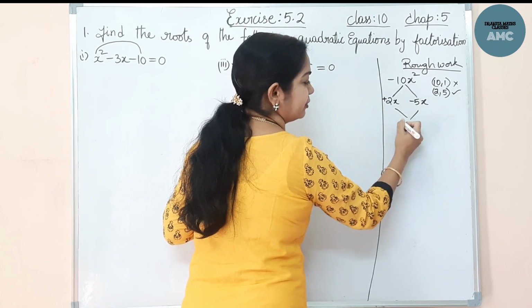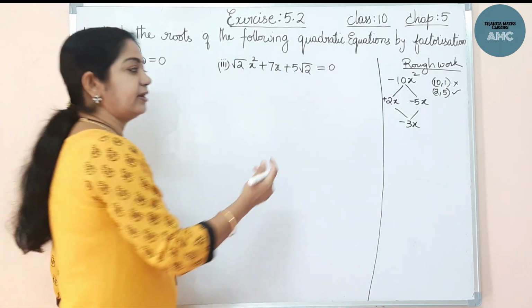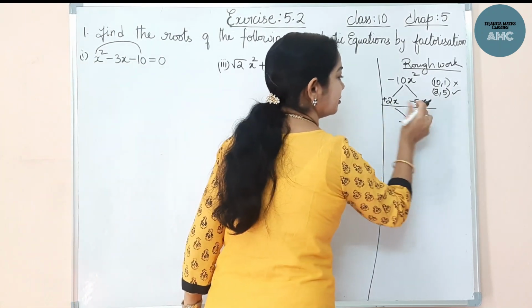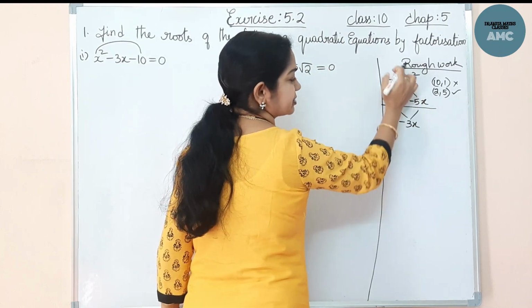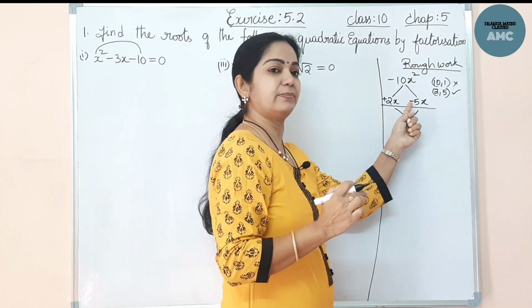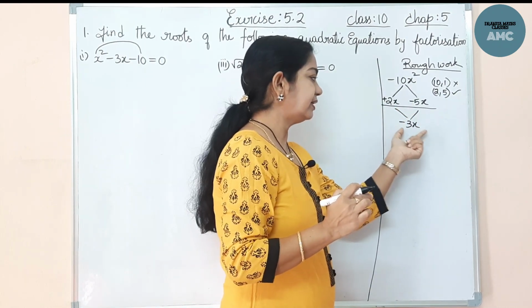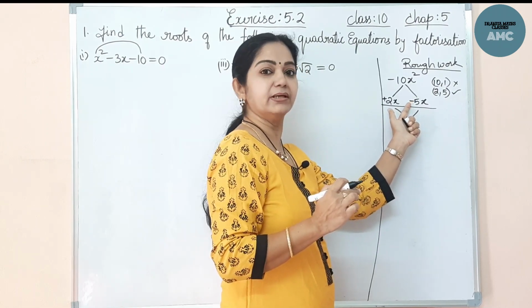If you add them, you get minus 3x. That is the middle term. And if you do the product, you get 10x square. Check it out: 5 2s are 10x square, minus 10x square. Why have I kept a minus sign for the bigger one? Because our middle term has a minus sign. So keep minus for the bigger term.